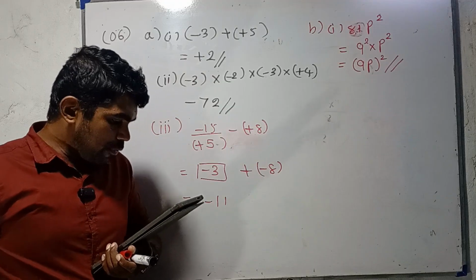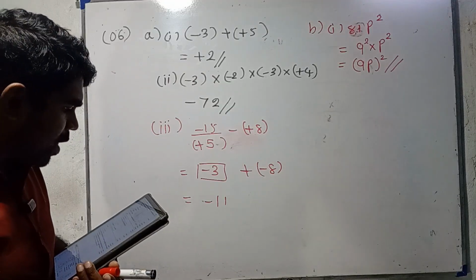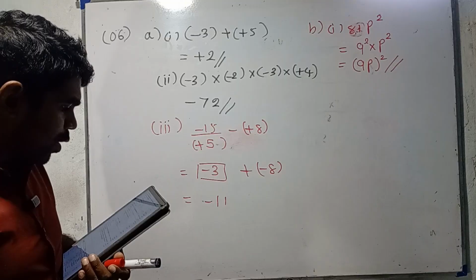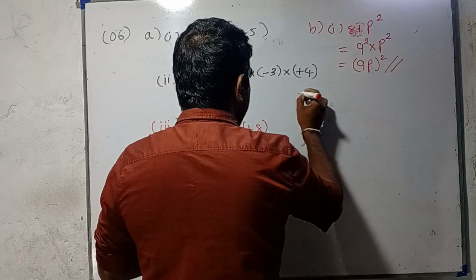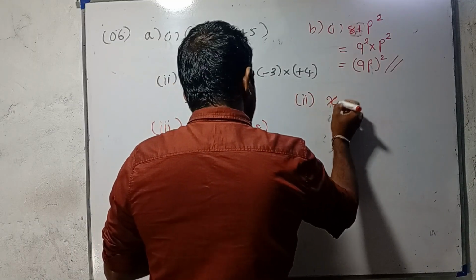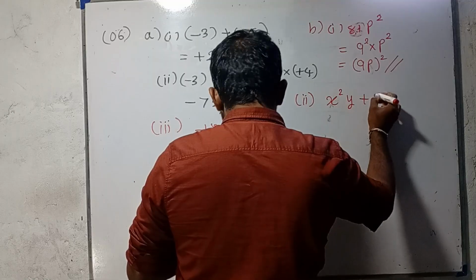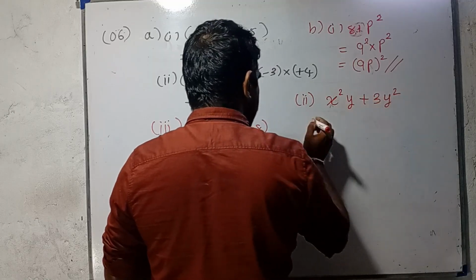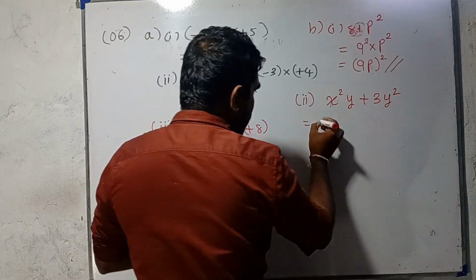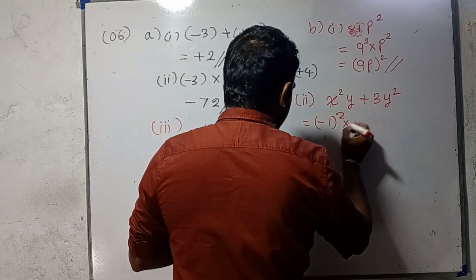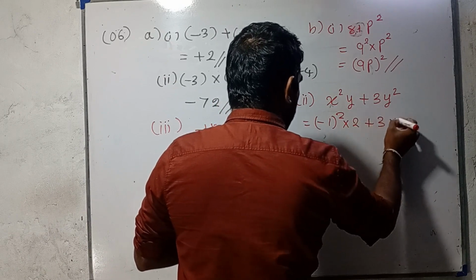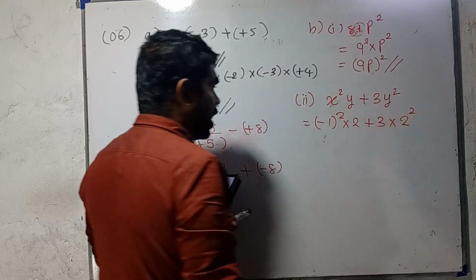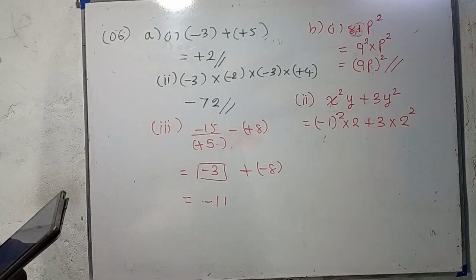In part 2, if x equals minus 1 and y equals plus 2, find x squared y plus 3y squared. I will write the given expression. X squared y plus 3y squared. X value is given as minus 1, minus 1 squared. Y value is plus 2. 3 into y value, plus 2. When writing a plus term, we can write without the mark.